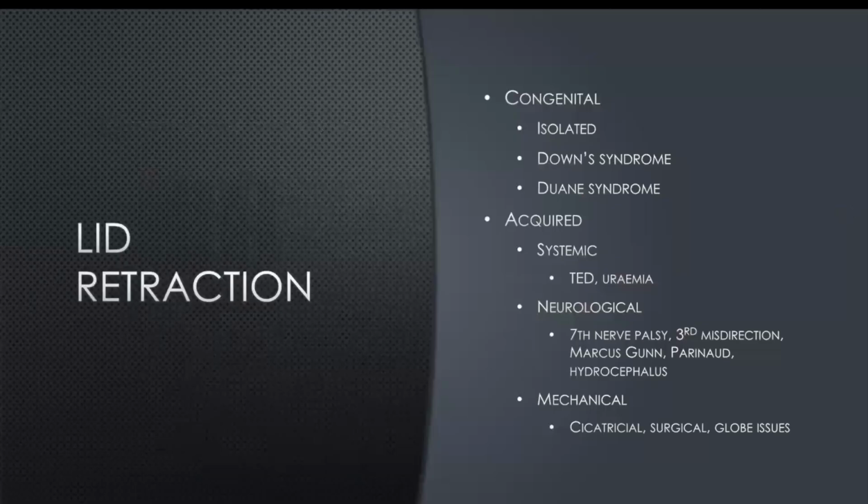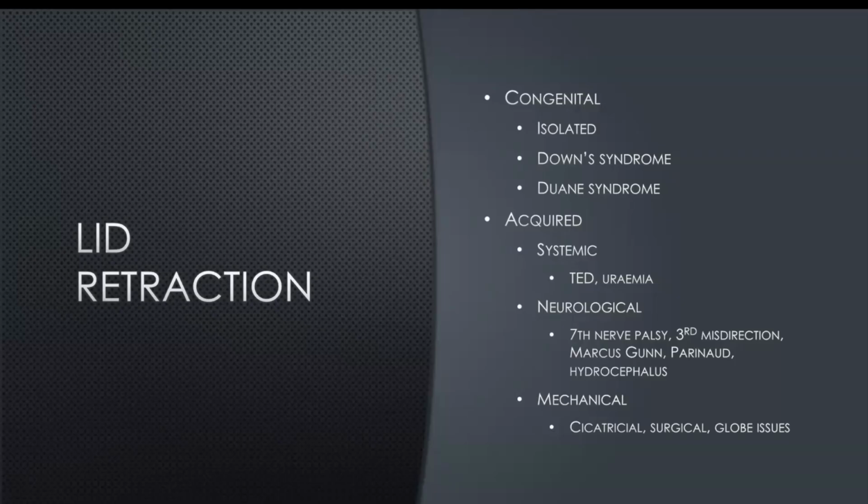A final few comments on lid retraction. So lid retraction has many causes. It can be congenital, again isolated or to do with Down's or Duane's, remember, with the third nerve and dysgenesis of the sixth nerve nucleus. So your third nerve starts doing absolutely everything. Typically, it's usually acquired. So either it's going to be due to a systemic problem, usually thyroid eye disease, or it's going to be neurological. So again, Bell's, or they've got misdirection of their third nerve after a third nerve palsy.